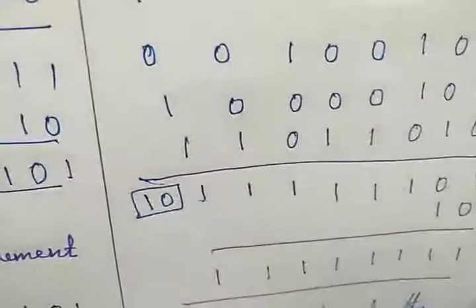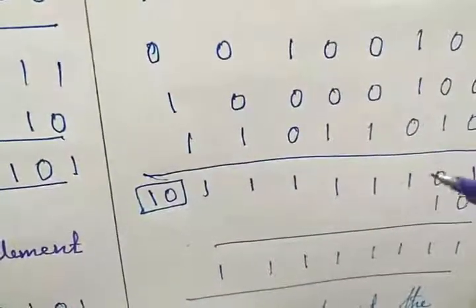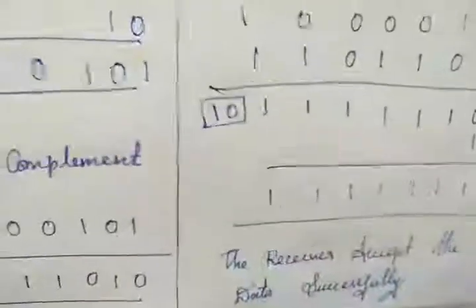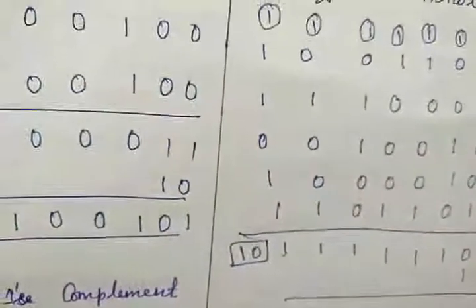So there is no error, which means the checksum created by the sender is correct. Then the receiver will accept it. This is the problem on checksum.